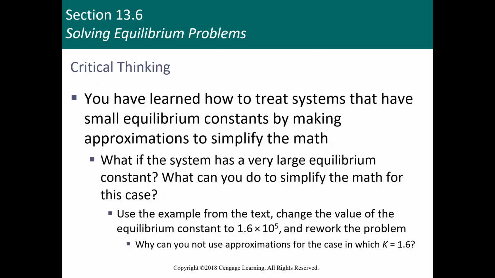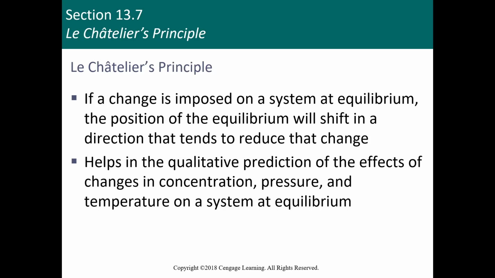Why can't you do this for a moderate equilibrium value like 1.6, something kind of moderate, not really big or small? Well, you don't have an extremely large or small number, right? All your numbers are moderate, so they're all meaningful. You can't overwhelm any single number.